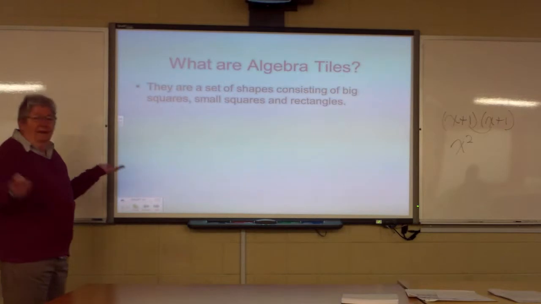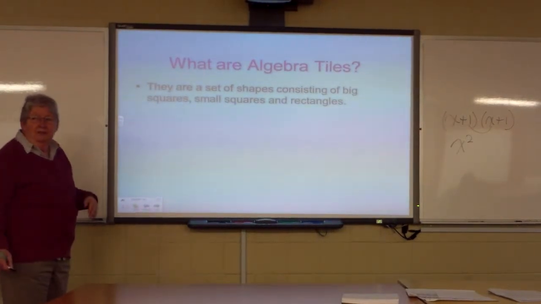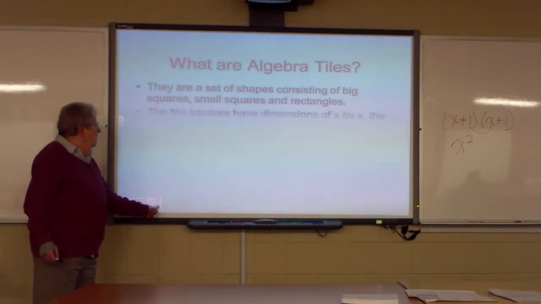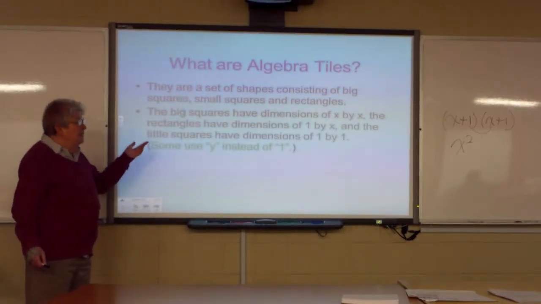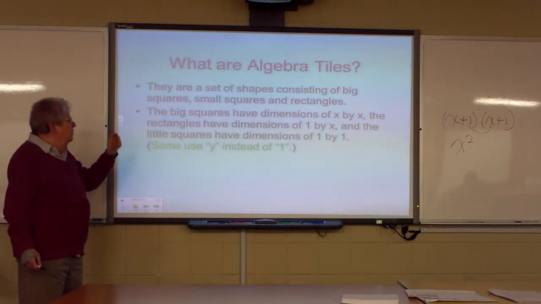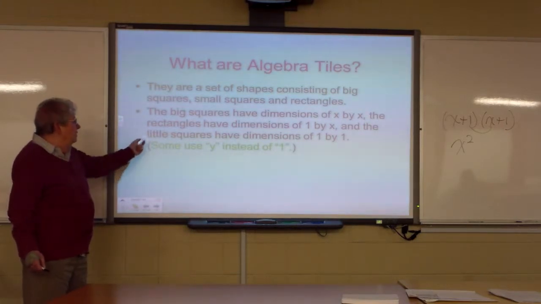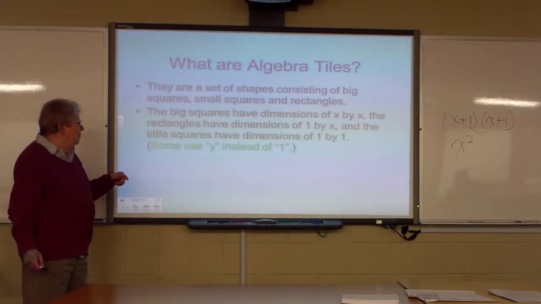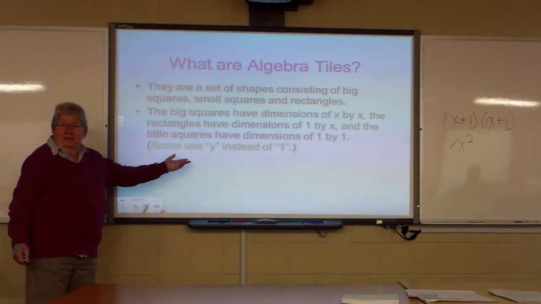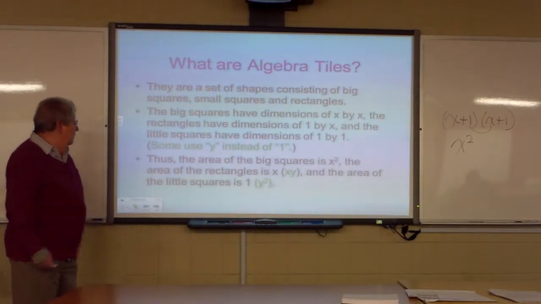Okay, so what are they? Obviously, you see them in front of you. They're a set of shapes: big squares, small squares, rectangles. Big squares, we say their dimensions are x by x, so each large square is x squared. The rectangles have dimensions 1 by x, and the little squares have dimensions 1 by 1. Sometimes they talk about y rather than 1, rather than having a unit.